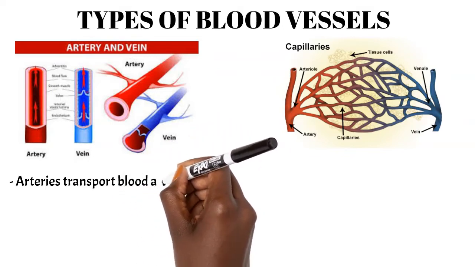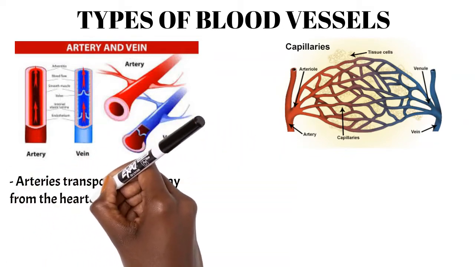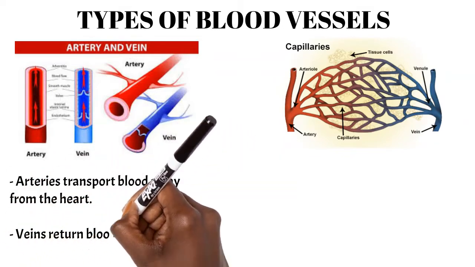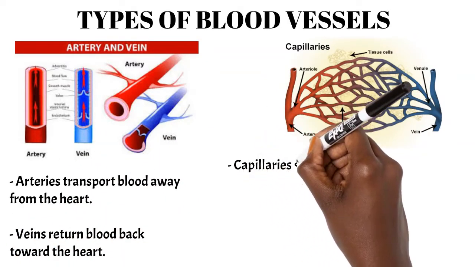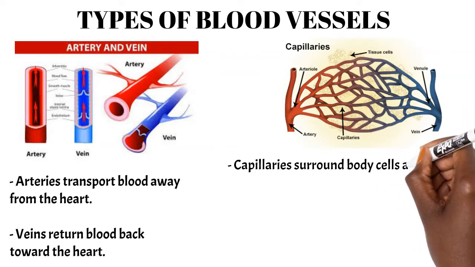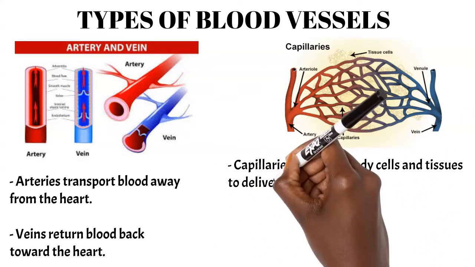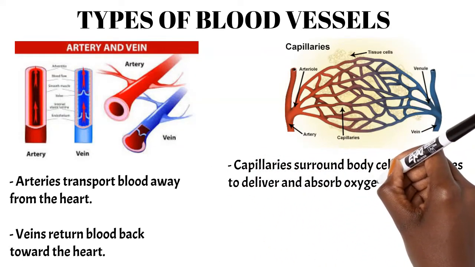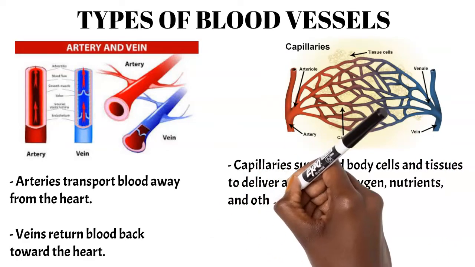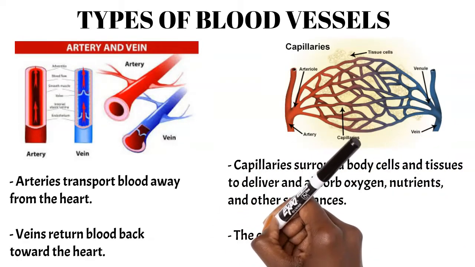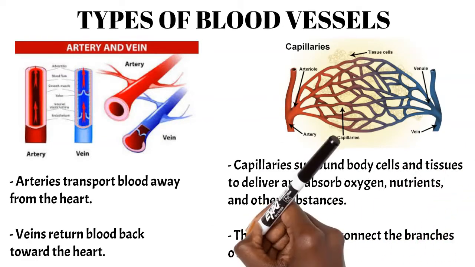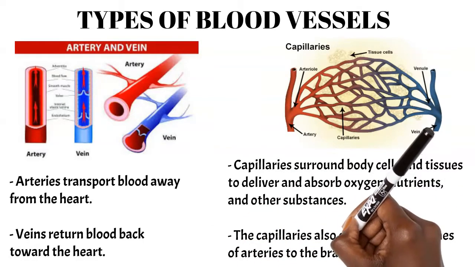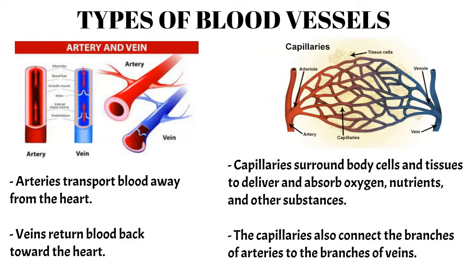Arteries transport blood away from the heart. Veins return blood back to the heart. Capillaries surround body cells and tissues to deliver and absorb oxygen, nutrients, and other substances. Capillaries also connect the branches of arteries to the branches of veins.